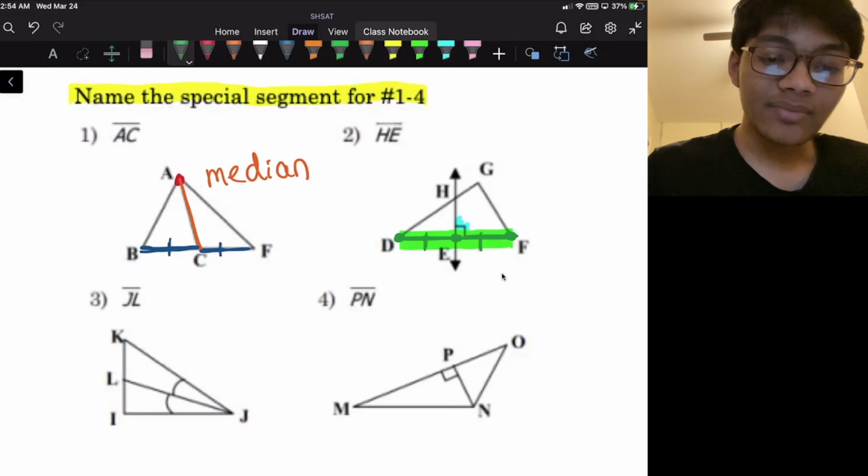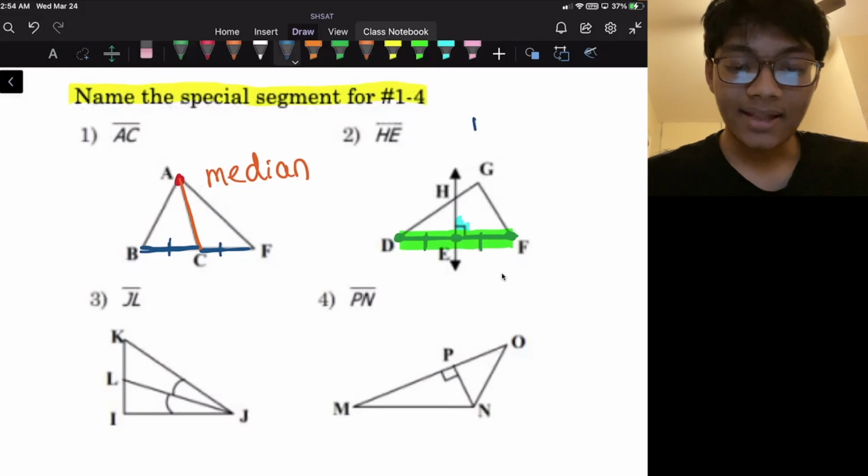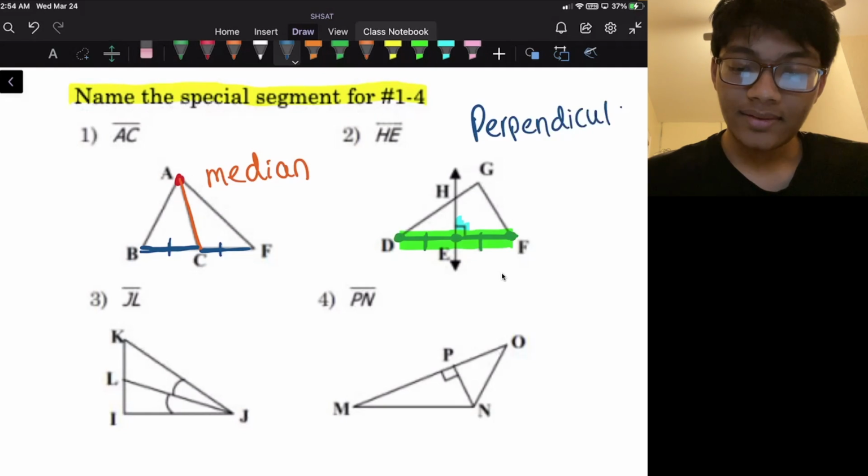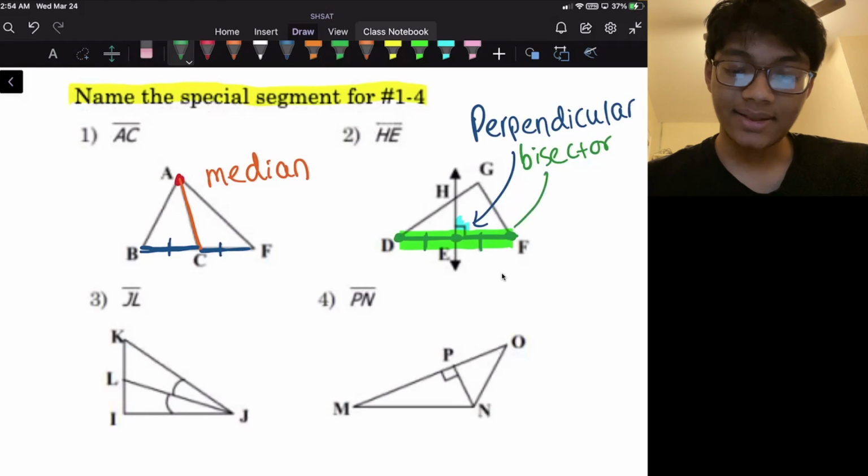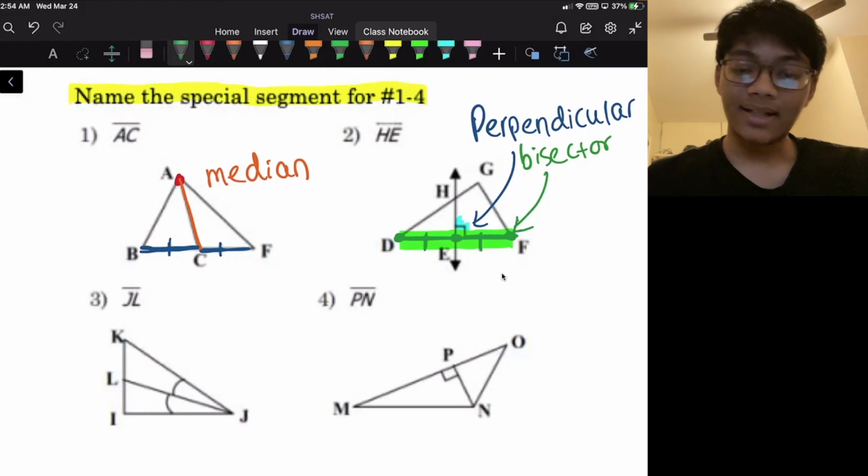That means we're talking about a double whammy, and that means we're talking about a perpendicular bisector, because of this right angle. Perpendicular bisector. And why is it called a bisector? Well, it bisects the side, right? It cuts the side in half.